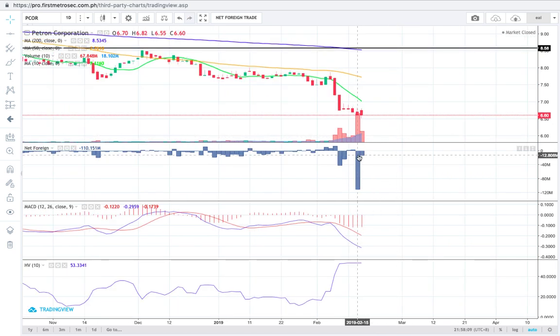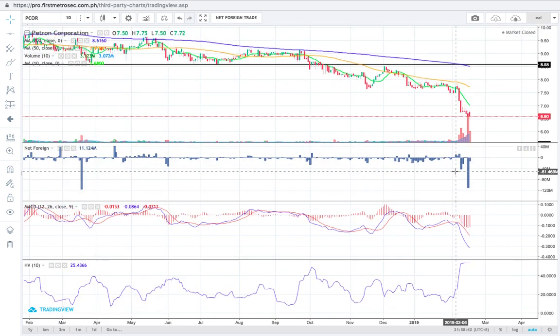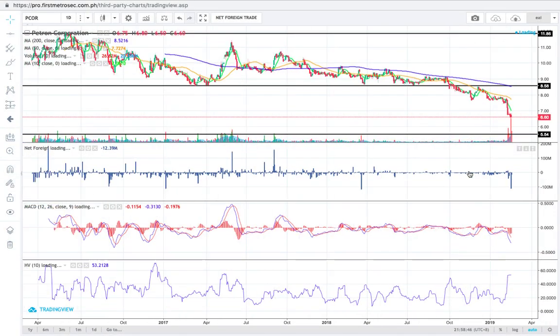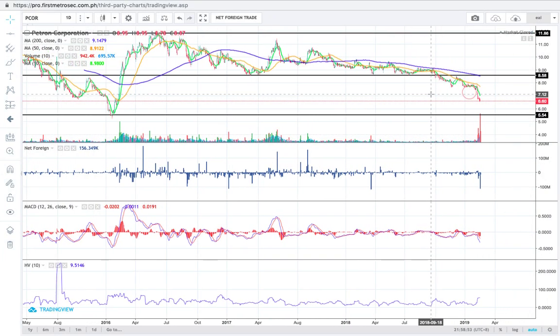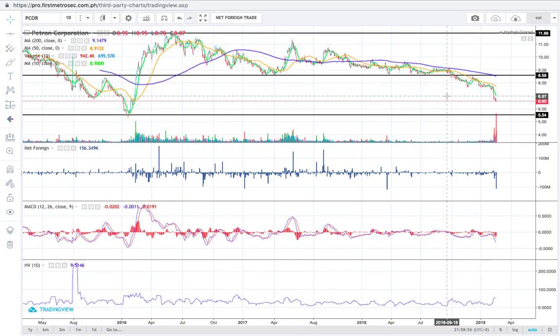Foreign investors already did that proactively last Friday. They registered 110 million pesos worth of net foreign selling last Friday, and then they continued today with nearly 13 million or 12 million net foreign selling. Not as big as last Friday's, but it still supports my bearish conviction on PCOR. If you don't have PCOR, find something else. For now, ignore PCOR if you don't have this stock.